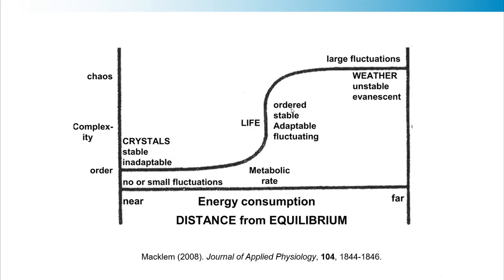Life has to occur somewhere between those two extremes. It has to be ordered and stable, otherwise you wouldn't last long enough to reproduce. But you live in an environment that's ever changing, so you also have to be adaptable, and that requires fluctuations in your output. In other words, anything under homeostatic control, anything with a metabolic rate, is going to require these fluctuations in order to be able to survive. And that's where physiological complexity comes to the fore.